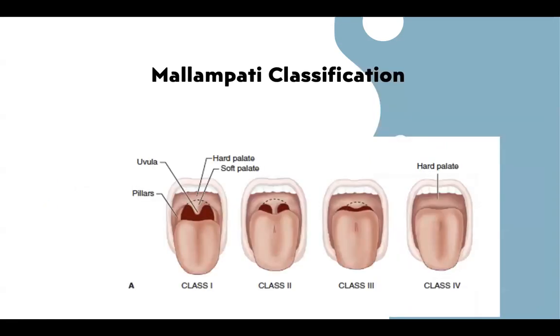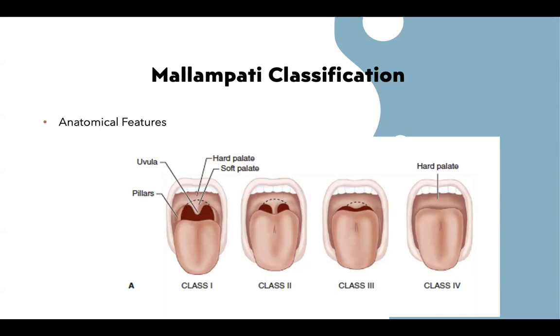Next, we'll talk about the Mallampati classification of the airway. The major anatomical features that are important in this classification are the oropharyngeal pillars, uvula, and hard and soft palate. This classification basically examines the size of the tongue in relation to the oral cavity. The greater the tongue obstruction of the pharyngeal structures, the more difficult intubation is.